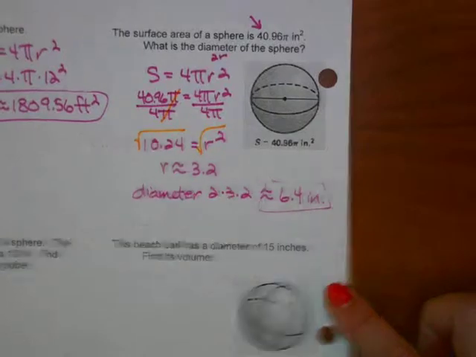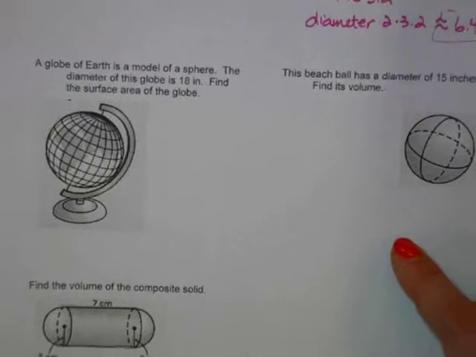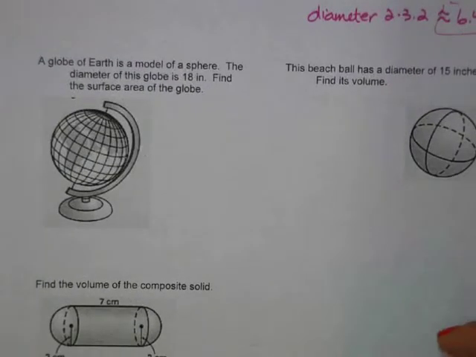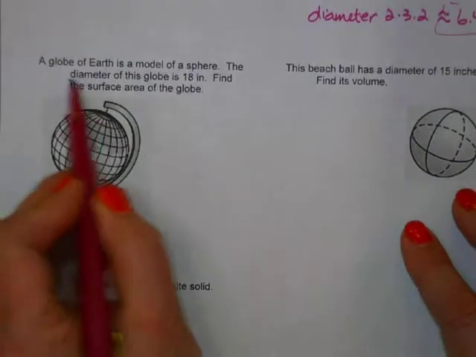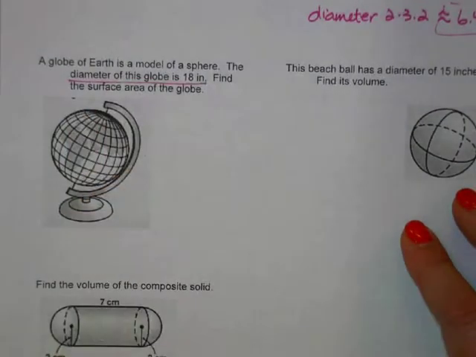Exact form, yeah. All right, a globe of the Earth is a model of a sphere. The diameter of this globe is 18 inches. Find the surface area of the globe. So be careful, they gave us diameter, right?